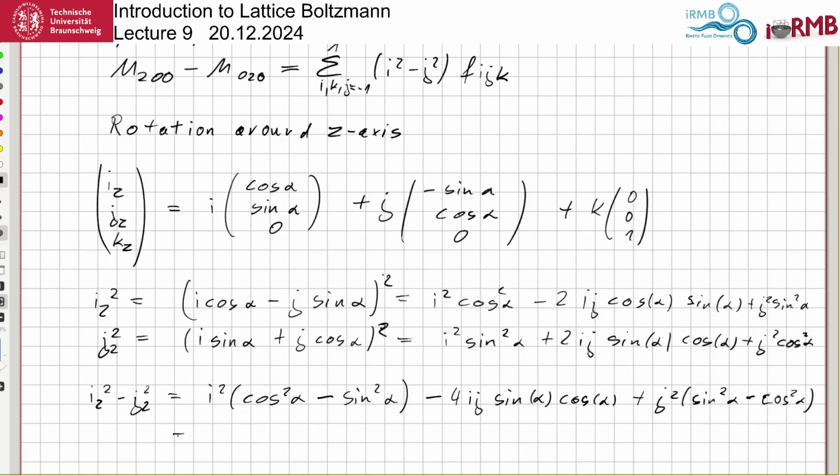Okay, so this can be rearranged by recognizing that we can put these two together, recognizing that they have the opposite sign. So we'll have i squared minus j squared times cosine 2 alpha. We use the relations of sine and cosine that lead to the simplification for ij sine alpha cosine alpha. Okay, let's have a look.